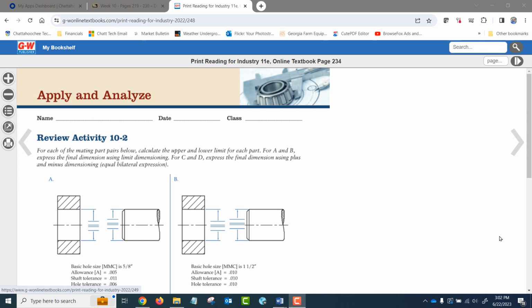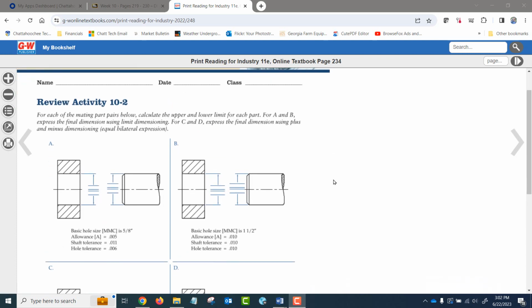Okay, let's look here at activity 10-2. With this one, you're calculating the limits in the first two problems. It gives you your basic hole size and allowance and tolerances for shaft and hole. So there's no looking at the charts. It's just information that's given.